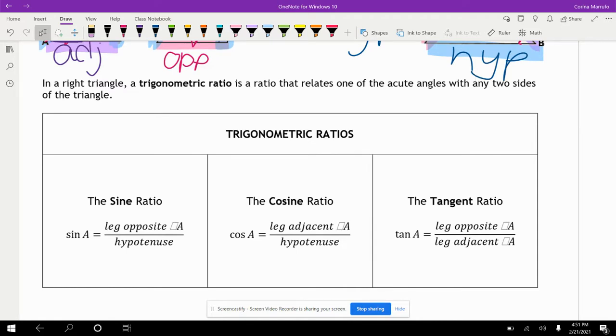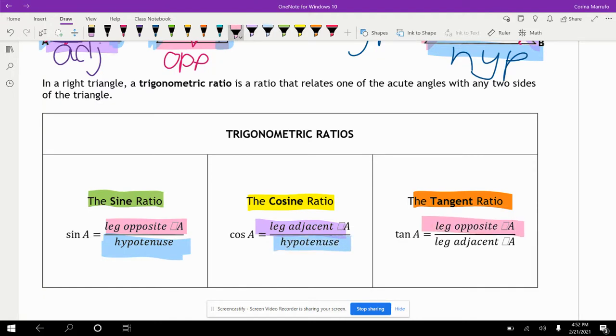So, trigonometric ratios. I know you guys have seen these buttons on your calculator. Maybe you weren't sure exactly what they were. But we have our sine ratio, our cosine ratio, and our tangent ratio. Our sine ratio is the opposite side divided by our hypotenuse. The cosine ratio is identified by the adjacent side divided by our hypotenuse. And our tangent ratio is identified by the opposite over adjacent.